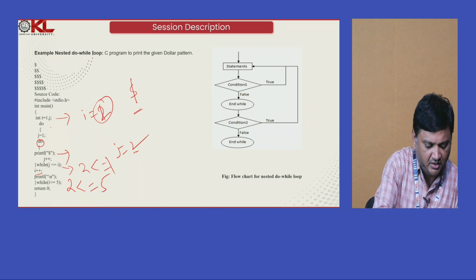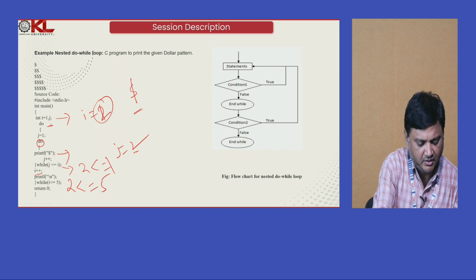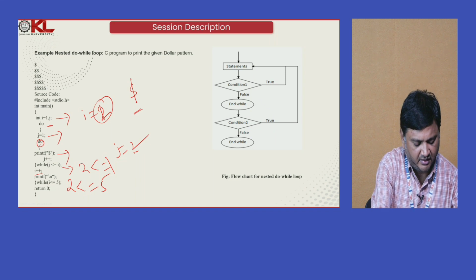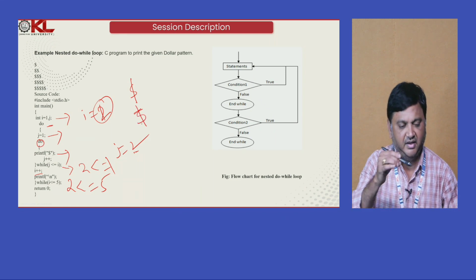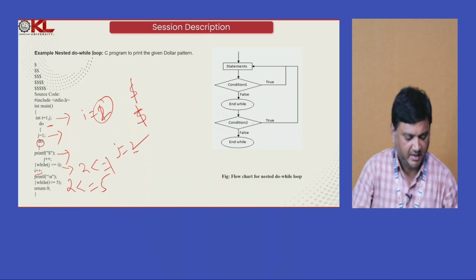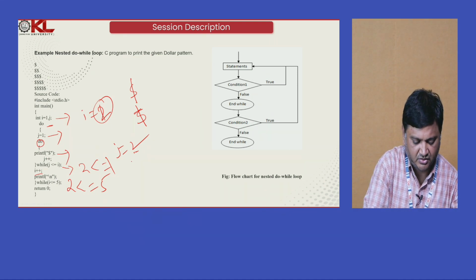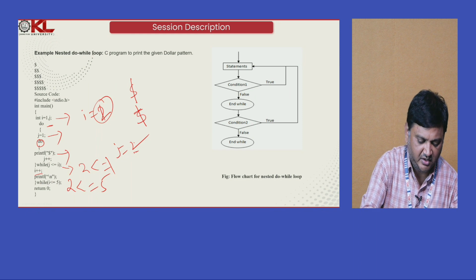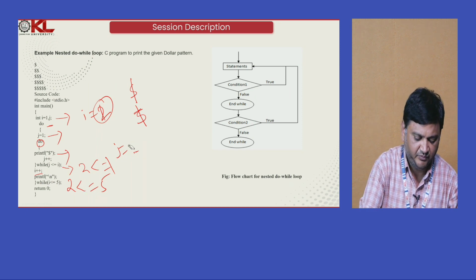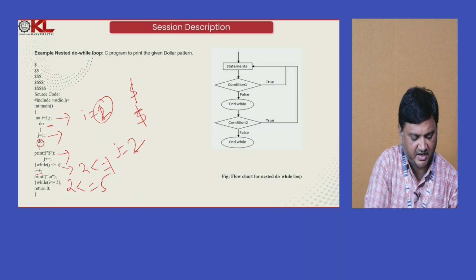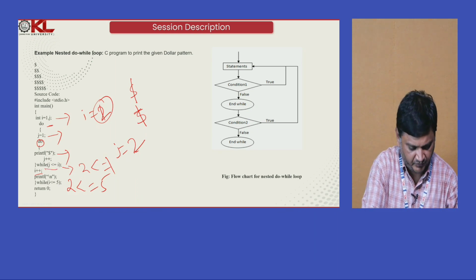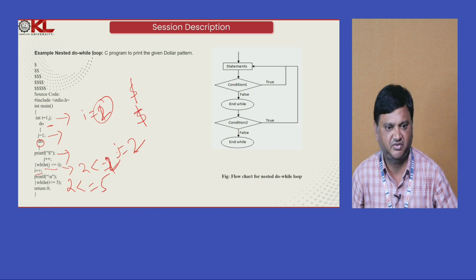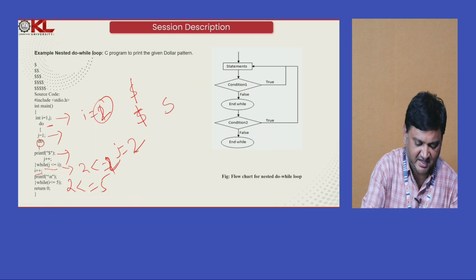Again it goes to the inner do, again j starts with 1. Again it goes to do and prints dollar in the next line. So in the second line it prints dollar. Again j will be incremented. What is the updated value of j? Before it is 1. Now your j becomes 2. What is the condition of the inner do while loop? 2 less than or equals to 2. Yes, very good. The condition is satisfying. So it prints dollar for the second time.